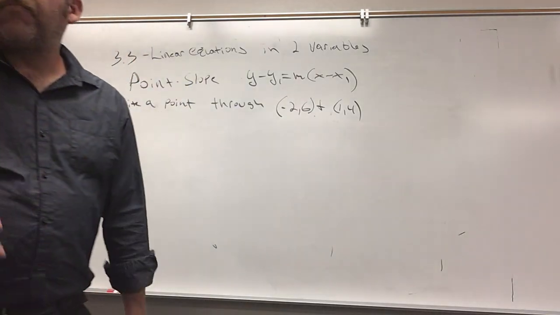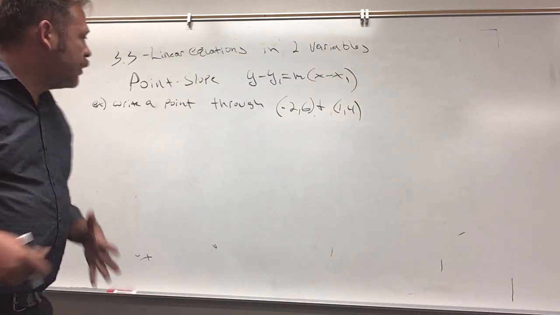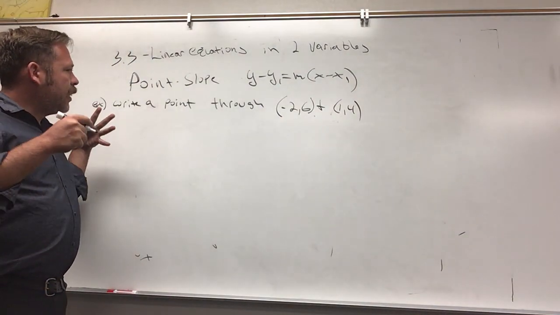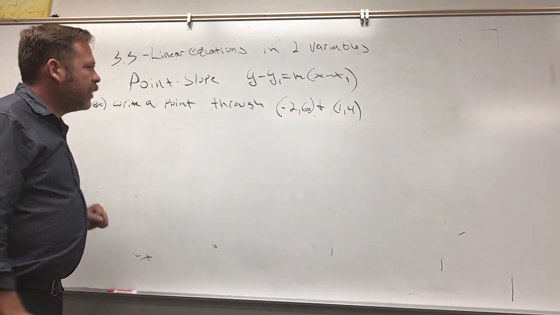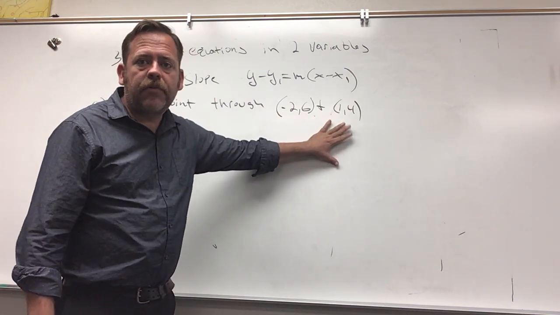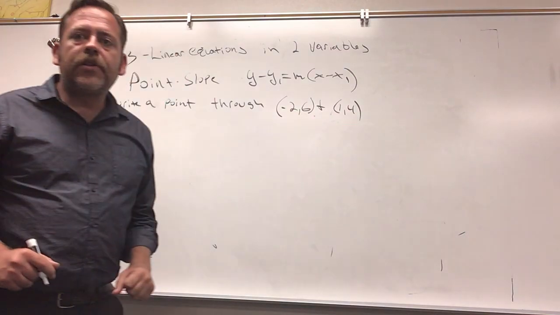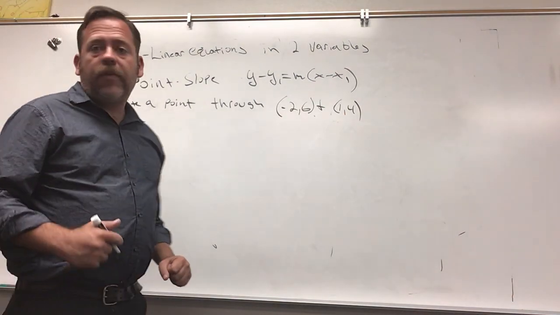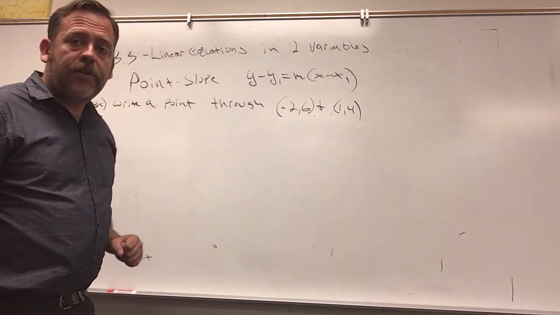Okay, we're going to use the point slope form again, but this time we're going to take it just a step further. The difference between what we're going to do now and the last video is that we had a point and a slope. Here, we're just given 2 points, and we have to write an equation that goes through those 2 points. We're missing the slope, but that's okay. If you remember from 3.2, we know how to find slope given 2 points.